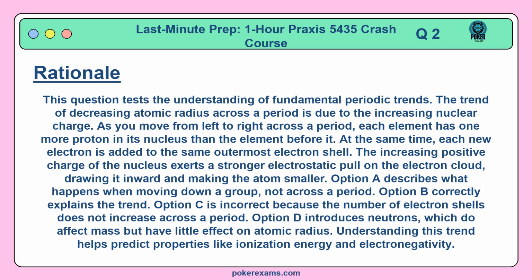Option B correctly explains the trend. Option C is incorrect because the number of electron shells does not increase across a period. Option D introduces neutrons, which do affect mass but have little effect on atomic radius. Understanding this trend helps predict properties like ionization energy and electronegativity.